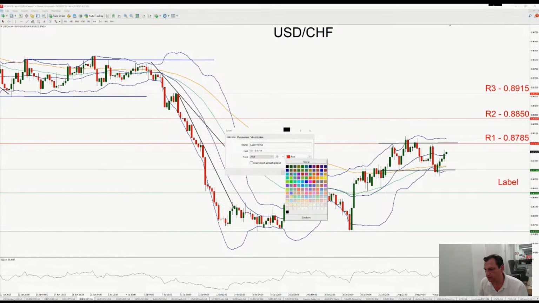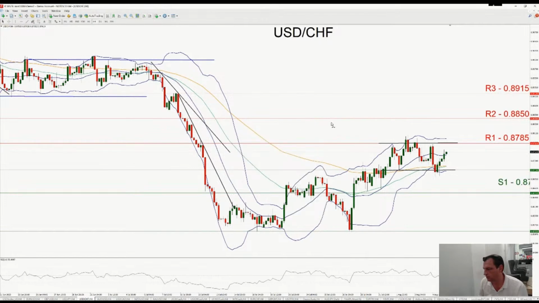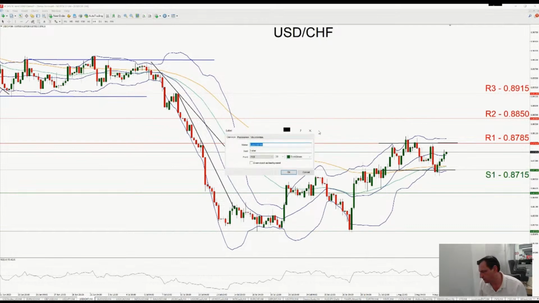Let's color this in green. The S2 at 0.8655. And finally the S3 at, let's have a look, 0.8555. S3, 0.8555.